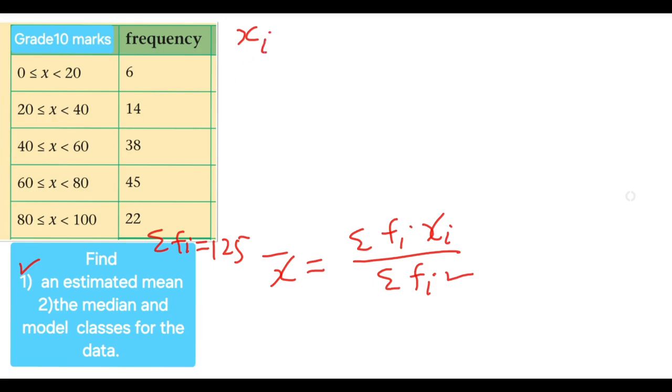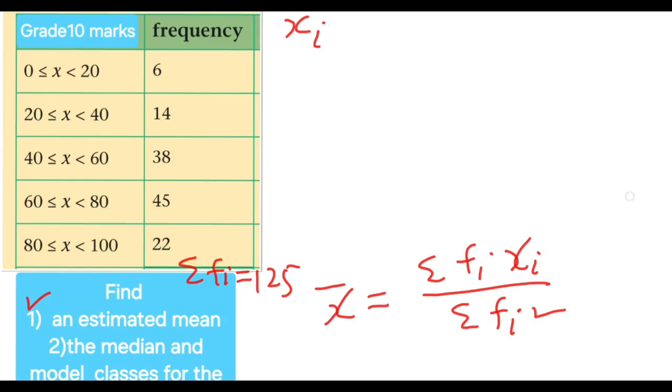So xi is the midpoint of the class interval. So I need to find that. Now, for discrete data, we must remember this is discrete data. To find the class interval midpoint of the class between 0 and 20, add 0 and 19 and divide by 2 for discrete data.